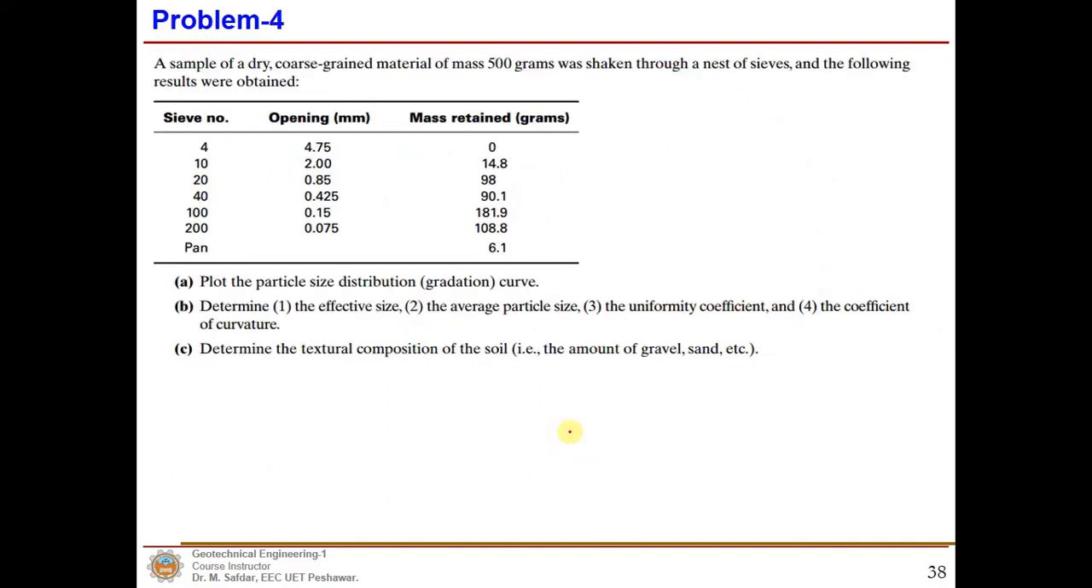Now there is another example where you can use the concepts of previous problems to plot the particle size distribution gradation curve. Sieve number, opening and mass retained is given to determine the effective sizes, average sizes, uniformity coefficient and the coefficient of curvature. You also need to determine the textural composition of the soil based upon the amount of gravel, sand, etc. Total mass of the coarse grain material was 500 grams.